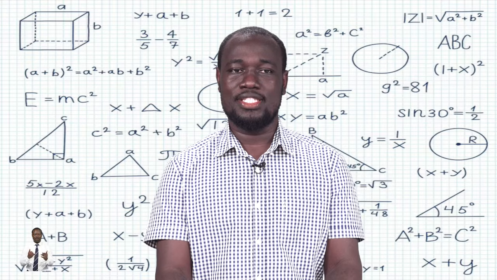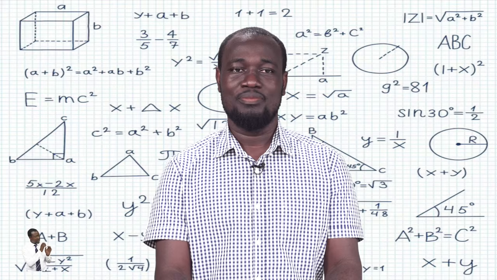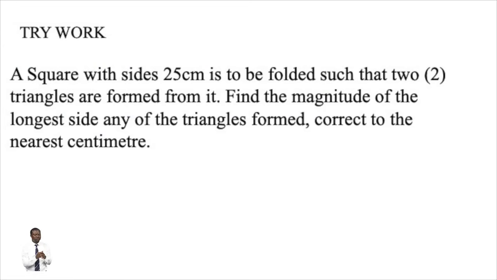On your screen is a try work for you. So let's read together. A square with sides 25 centimeters is to be folded such that 2 triangles are formed from it. Find the magnitude of the longest side formed from the triangle, correct to the nearest centimeter. You have just a minute and a half to solve this question. Your time starts now.